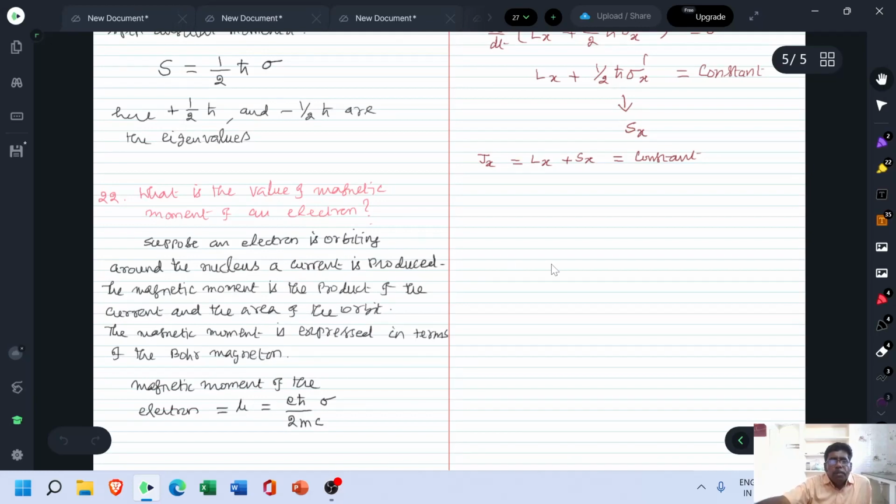What is the value of the magnetic moment of an electron? Suppose an electron is orbiting around the nucleus, then current is produced. The magnetic moment is the product of the current and the area of the orbit. The magnetic moment is usually expressed in terms of the Bohr magneton. One Bohr magneton is eh cross by 2m. Here the magnetic moment of the electron mu equals e h cross by 2mc times sigma.